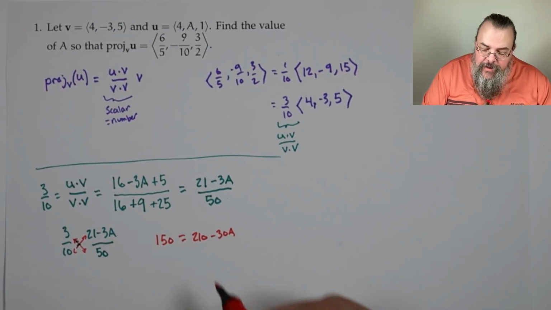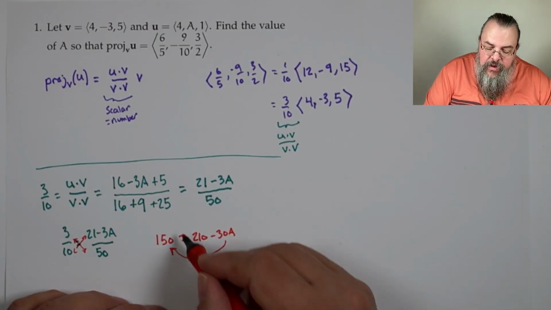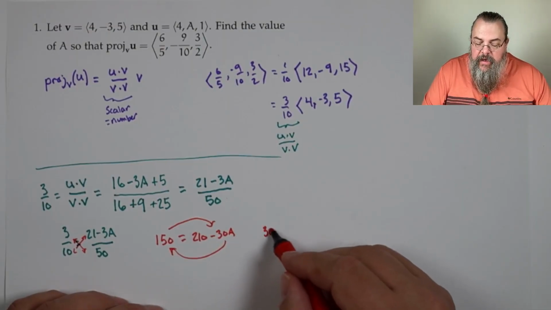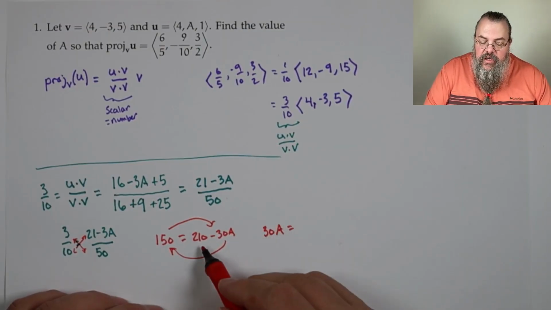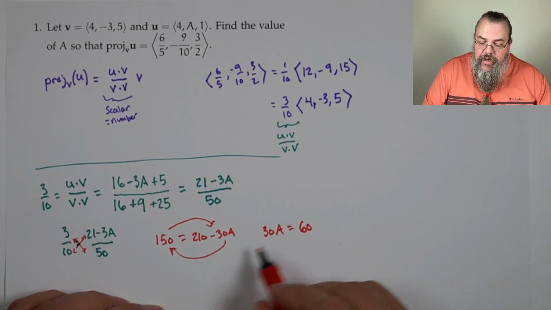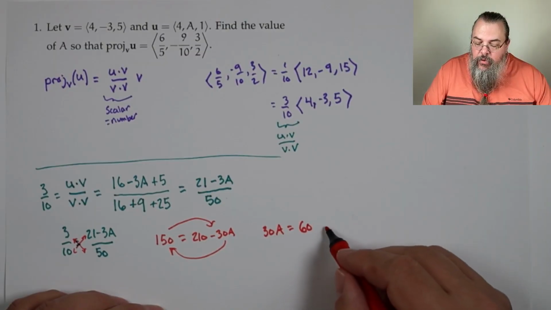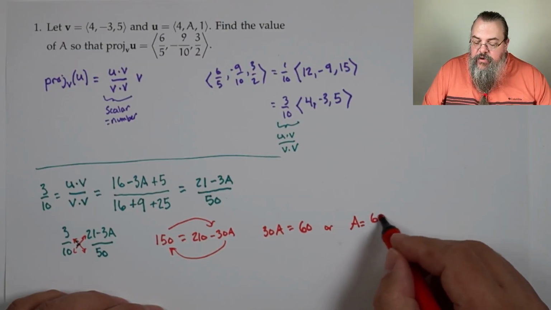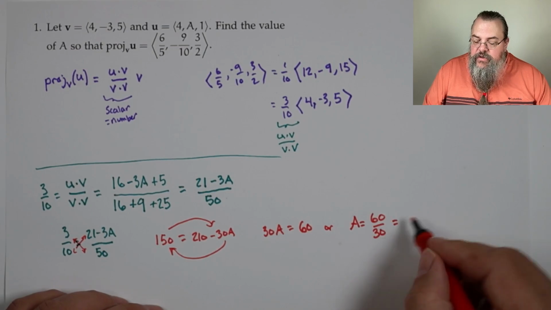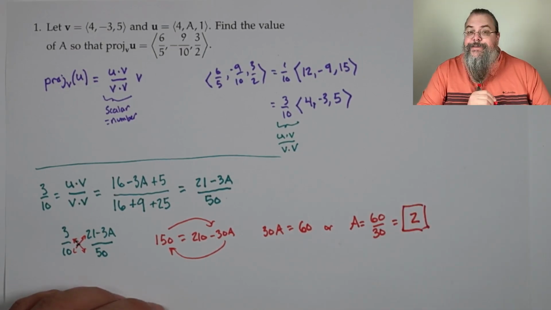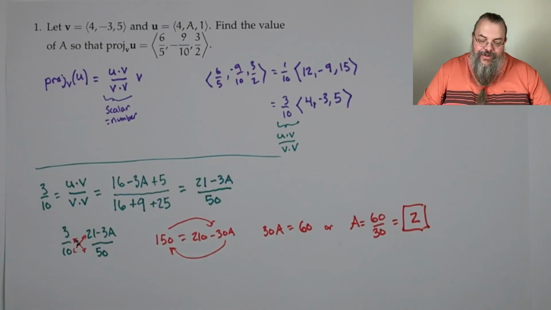We're almost there. Move some terms around. This becomes 30a equals 210 minus 150, and that would be 60. Okay, now 30a equals 60, or we could say, aha, a equals 60 over 30, also known as 2. And there we go. The answer was 2.